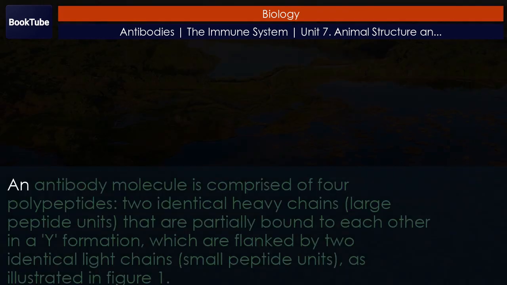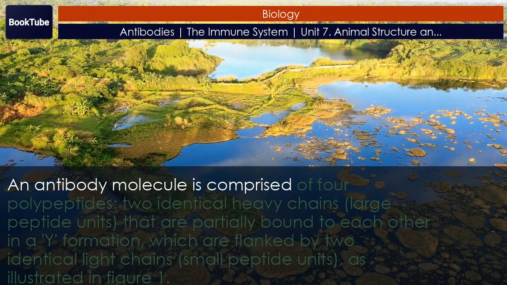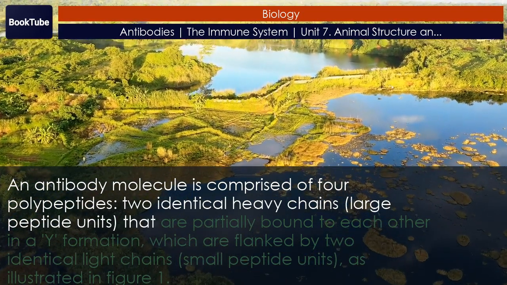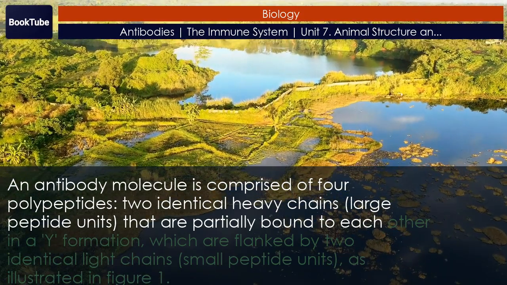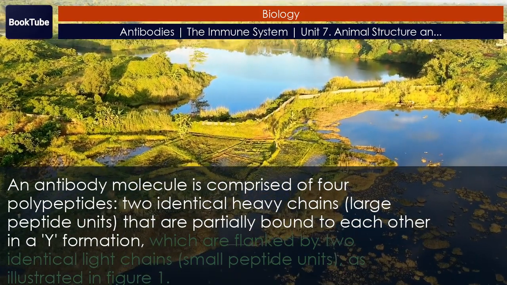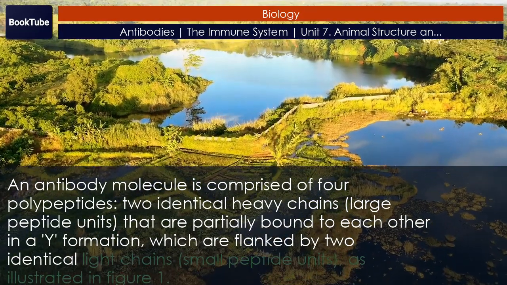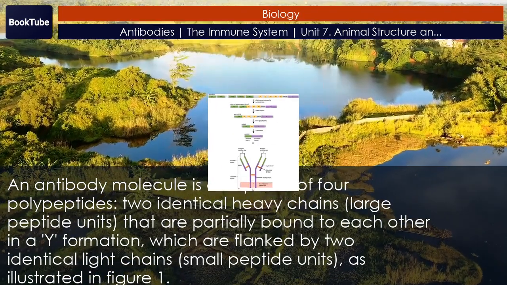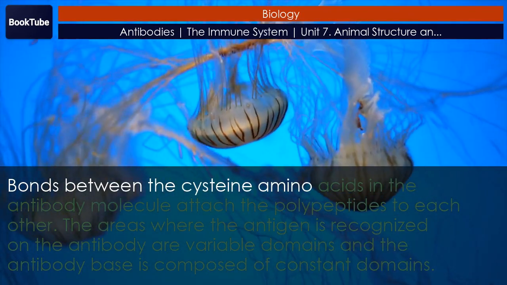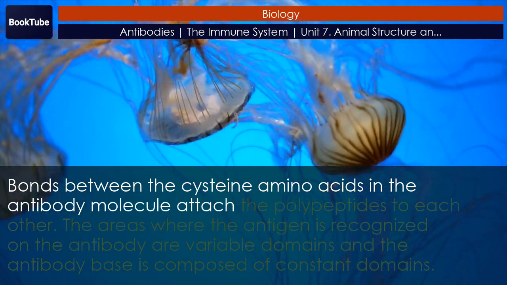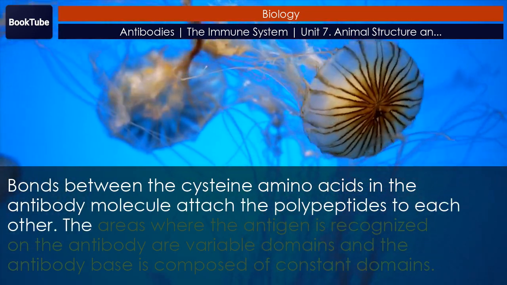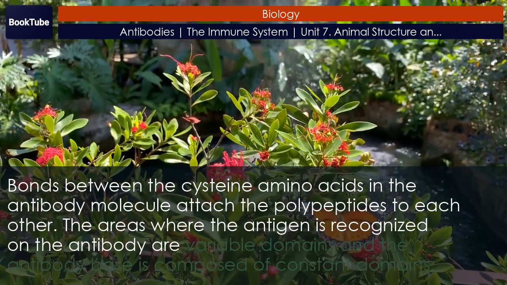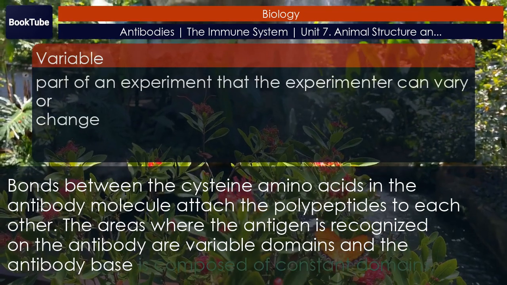Antibody structure. An antibody molecule is comprised of 4 polypeptides, 2 identical heavy chains, large peptide units, that are partially bound to each other in a Y formation, which are flanked by 2 identical light chains, small peptide units, as illustrated in Figure 1. Bonds between the cysteine amino acids in the antibody molecule attach the polypeptides to each other. The areas where the antigen is recognized on the antibody are variable domains.